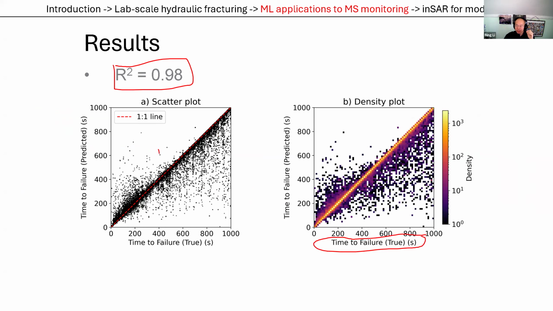What I'm showing in these plots is, on the x-axis, the true time to failure. Failure here refers to the time of the breakdown. So we're looking at a whole 1,000 seconds of the experiment here.